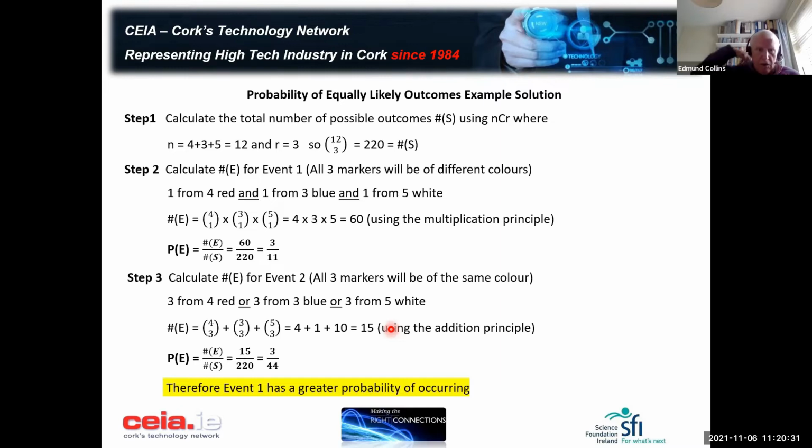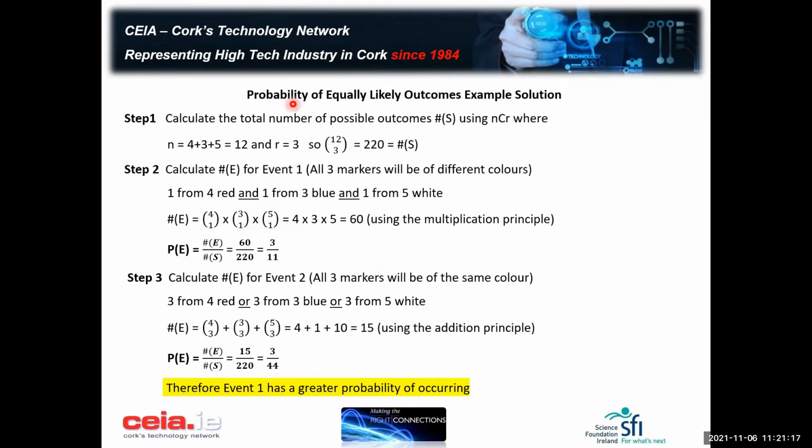Well, sorry, the total number of possible outcomes is the sample space here. The first step here is to calculate the total possible outcomes of all the combinations, if you like, from those different markers, and that's the sample space. That's the 220. This step here, the 60, is the probability of that particular event occurring, not of the total sample space.